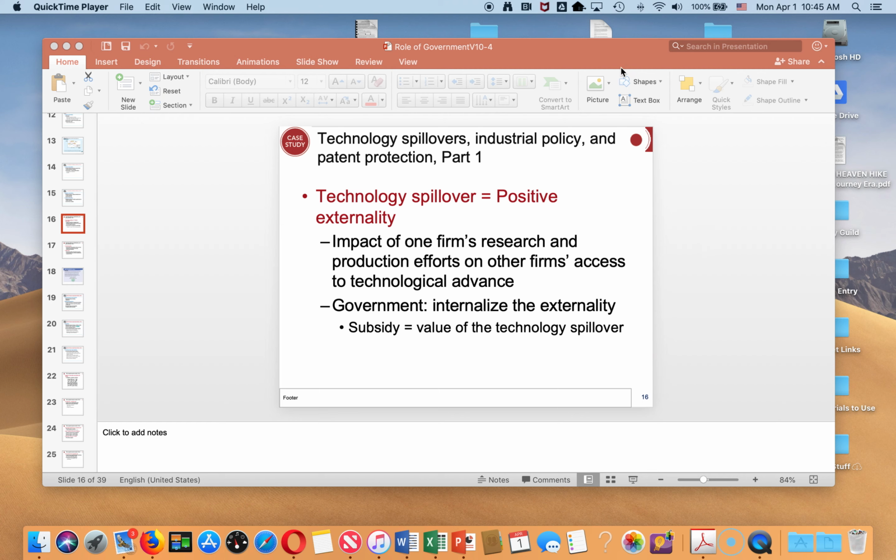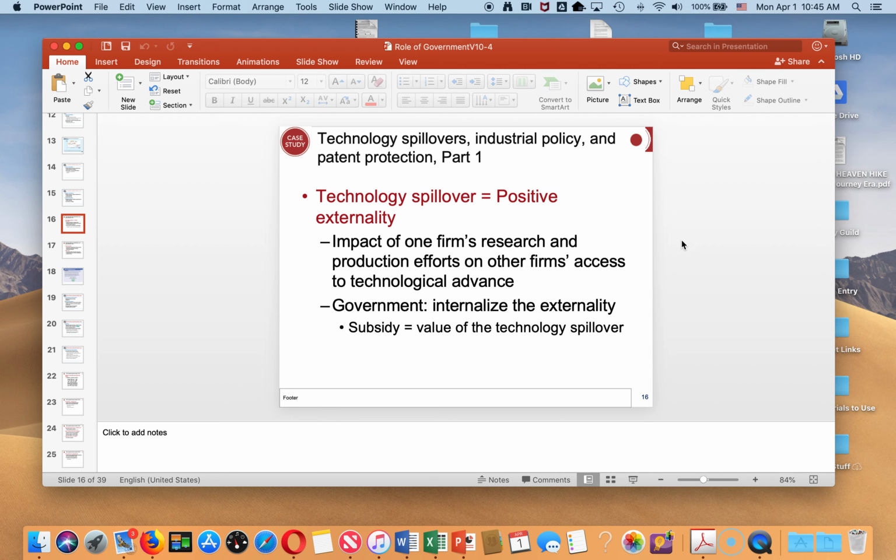Okay, this is part two of chapter 10, and I think this is going to be a short part here, because I'm going to be doing policies towards externalities. But this first section is about a particular type of positive externality known as a technology spillover.